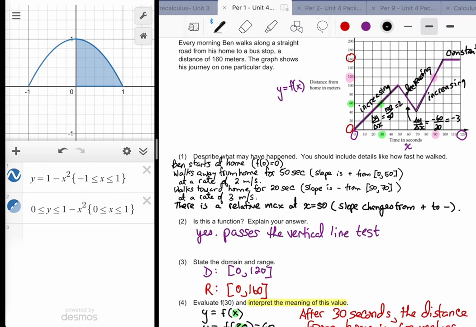Then he walks away from home. Well, it's from 70 to 100, so that's for another 30 seconds. So he walks away from home, 70 to 100 seconds, so for 30 seconds. And again, the slope is positive, from 70 to 100.